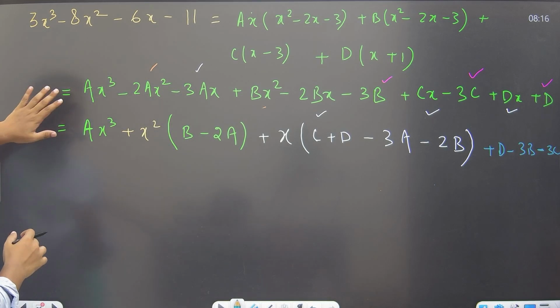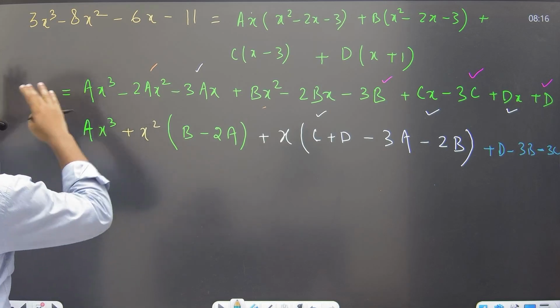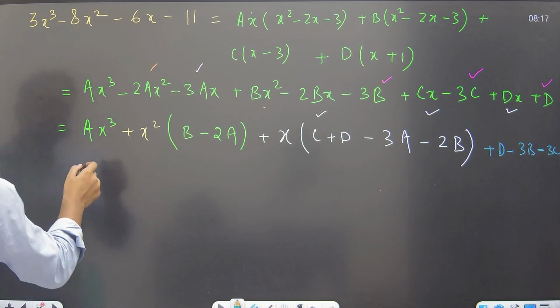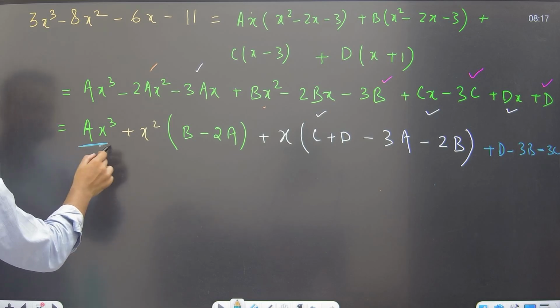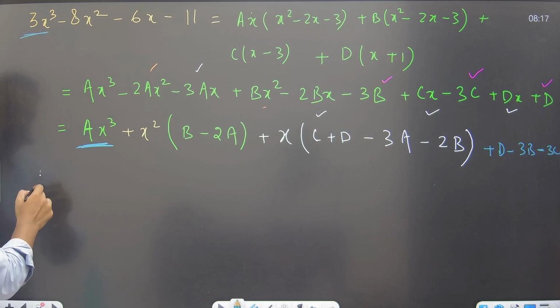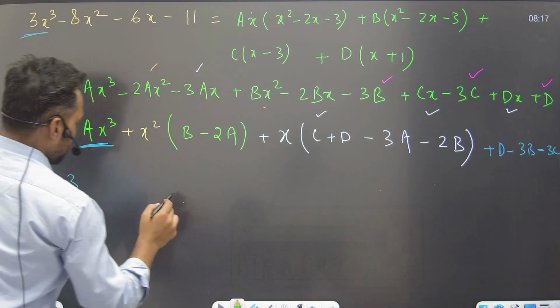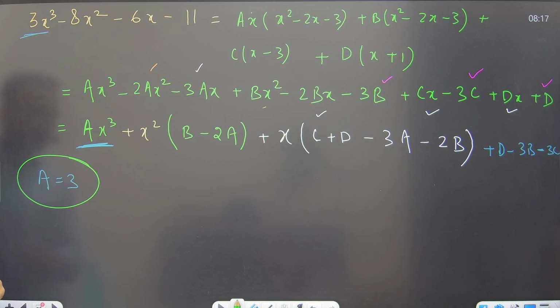Now compare the coefficients of the right hand side and left hand side. So what you will see is that the coefficient of x cube here is a and on the left hand side it is 3. So the value of a will be 3.